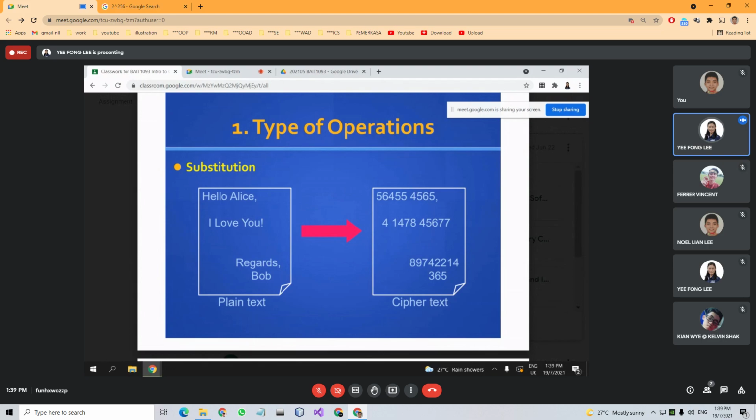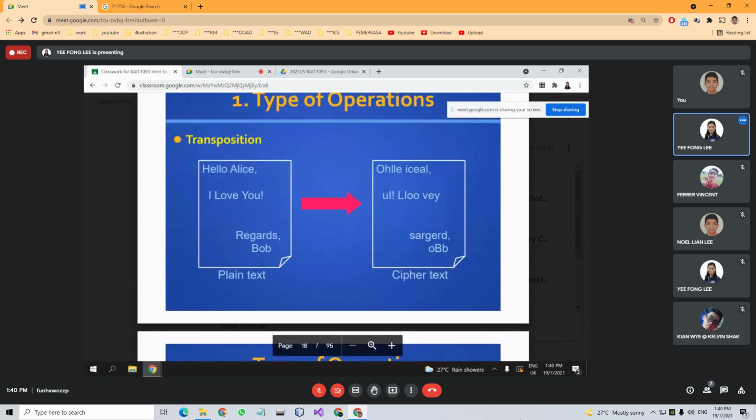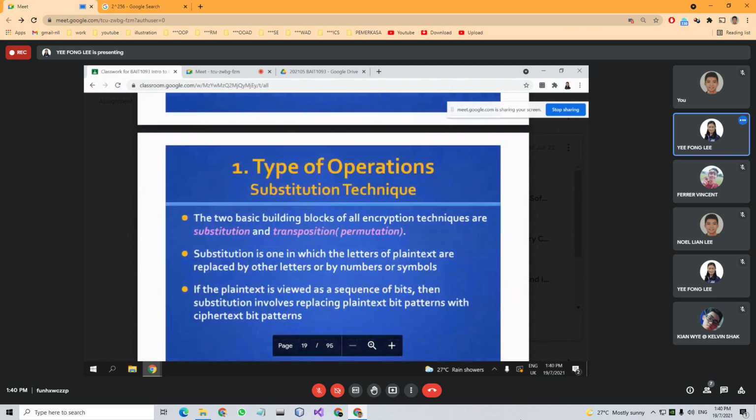Second one, transposition. Pharaoh, try. The words got rearranged. Yeah, transposition means rearrange. All right, good. This is a simple one.